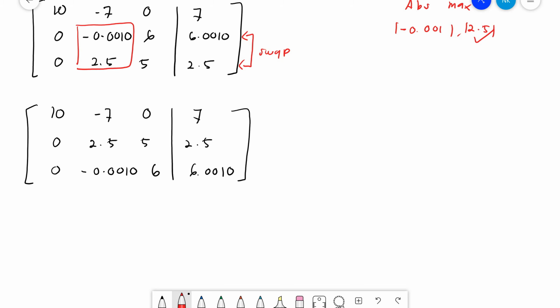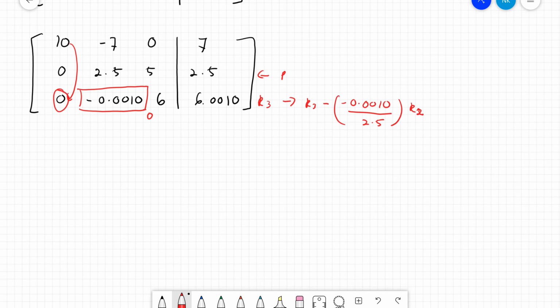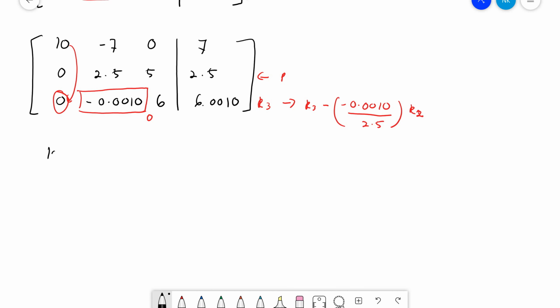From this one, to form an upper triangular form, just zero that out. For this R3, you use R2 as your pivot equation, because if you use R1, you will risk converting this into something else. So R3 minus negative 0.001 over 2.5 R2. Your matrix will look something like this.